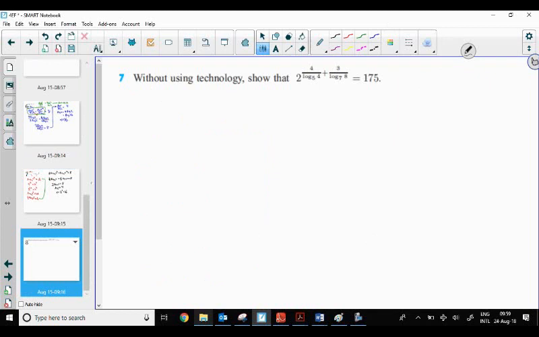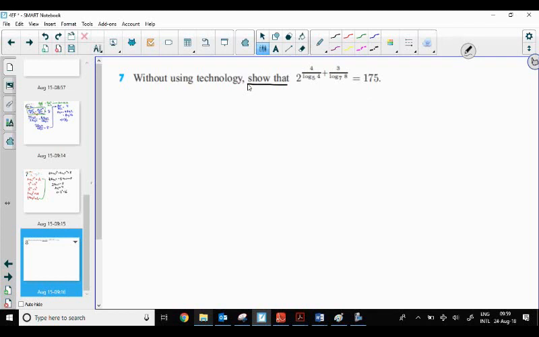Okay, final one. This one is absolutely crazy looking, right? So without using any technology, we're going to show that this mess on the left is equal to 175. One thing that we are not allowed to do in this problem, since it says show that, we absolutely cannot cross this equal sign. I am not allowed to rewrite this in log form and try to manipulate log base 2 of 175 is equal to that mess of fractions. I can't do it that way.